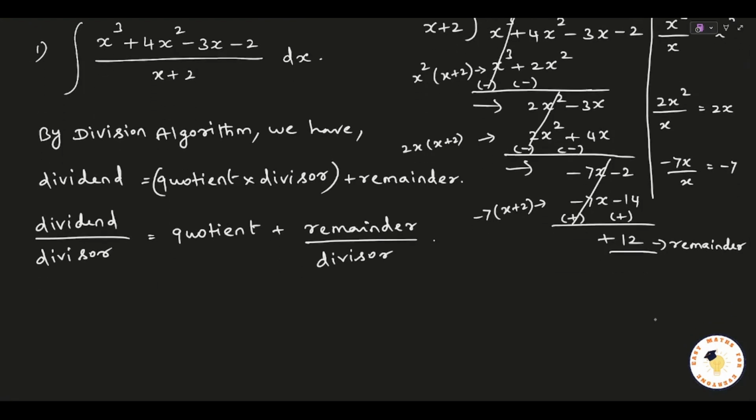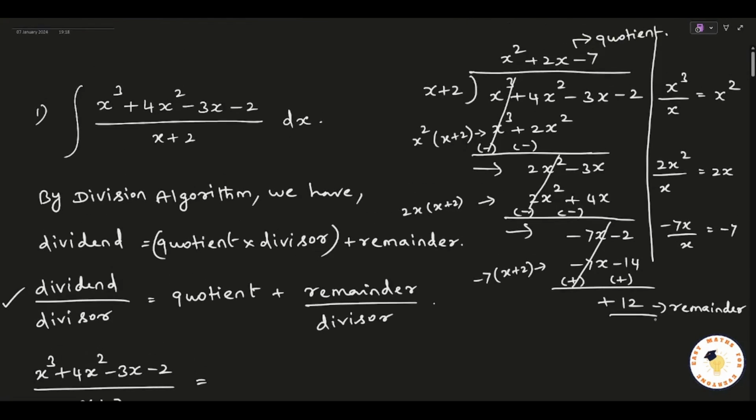Okay, so now we are going to use this. Using our dividend and divisor in this rule, we get x power 3 plus 4x square minus 3x minus 2 divided by x plus 2 equal to, what is our quotient here? X square plus 2x minus 7 plus remainder 12 by divisor x plus 2.